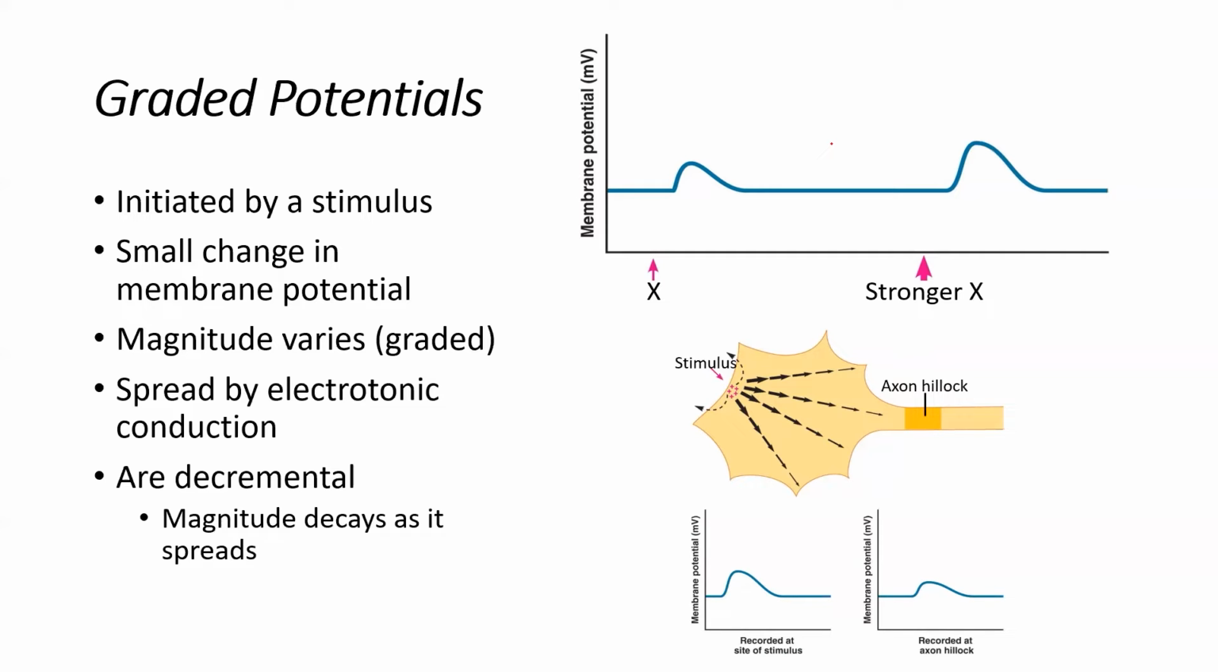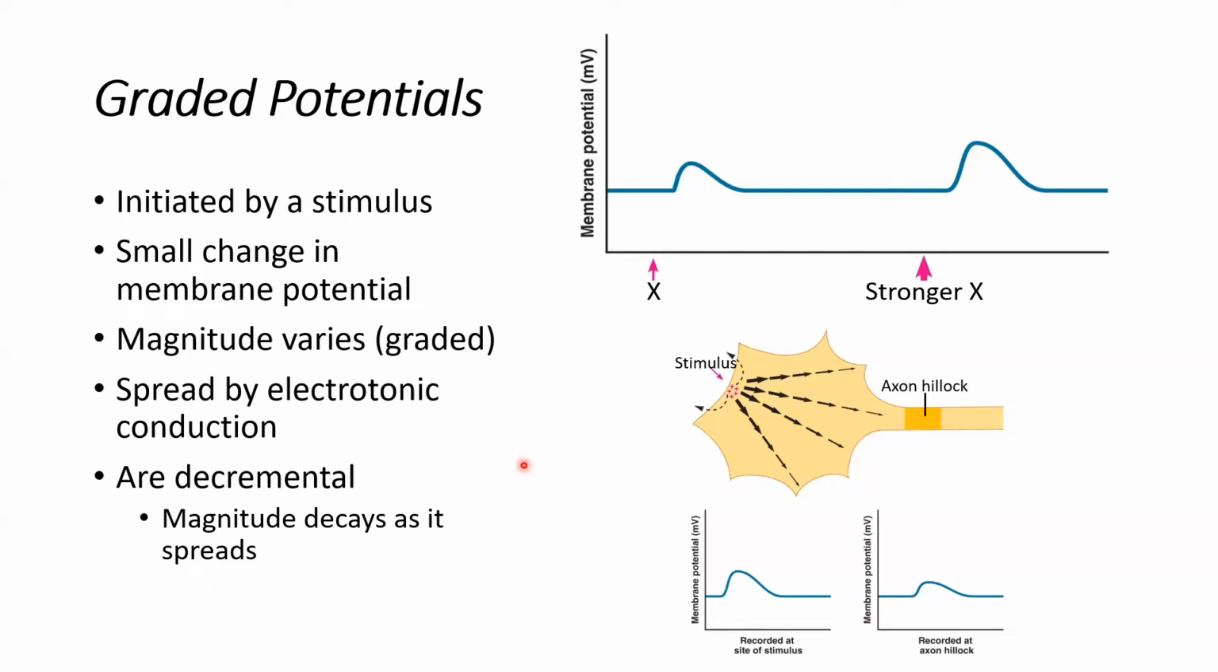Okay, so summarizing what we just described: the graded potential is initiated by a stimulus, which is coming in from another neuron. It is a small change in the membrane potential. It is magnitude varying, so the magnitude of it can vary. It can be a 10 millivolt change, a 15 millivolt change. It can depend, right? It can be graded. That's why we call it a graded potential.